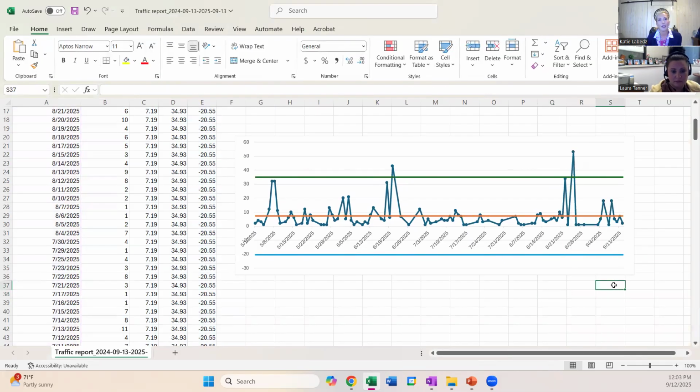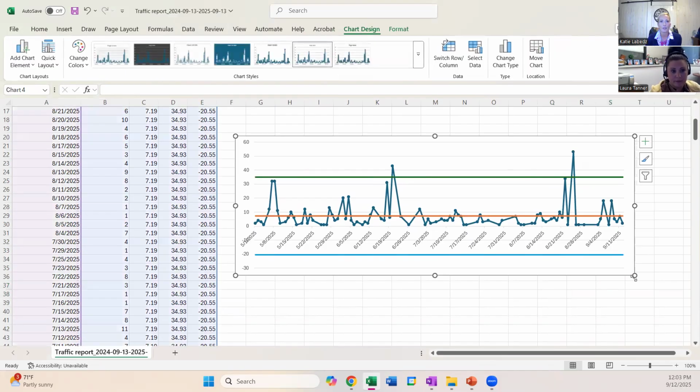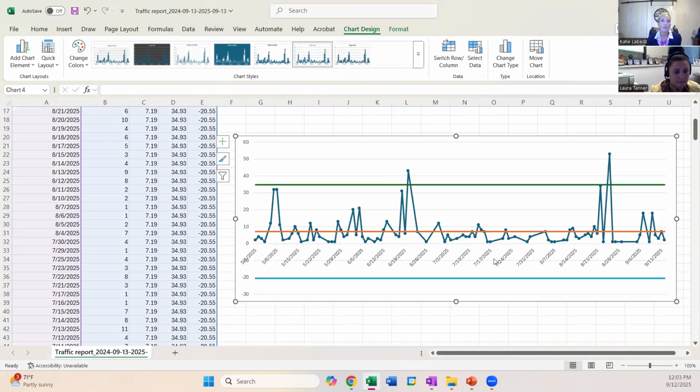And you can add data labels. Most people know how to use the data labels feature. So you can add the data labels for upper and lower control limit. And then of course you can add a title. Most people know how to do that. So not hard. There's my control chart, right?